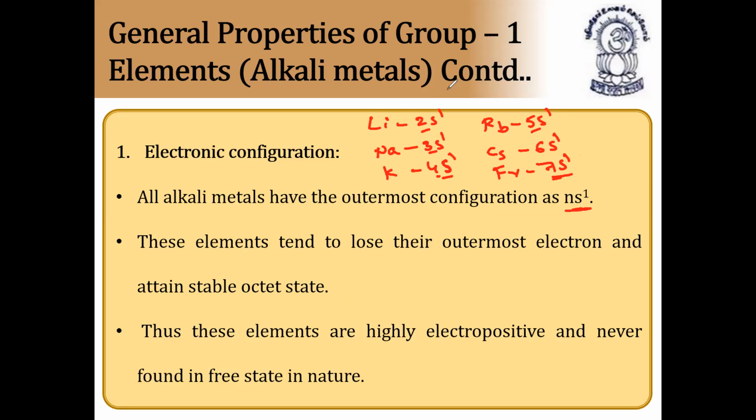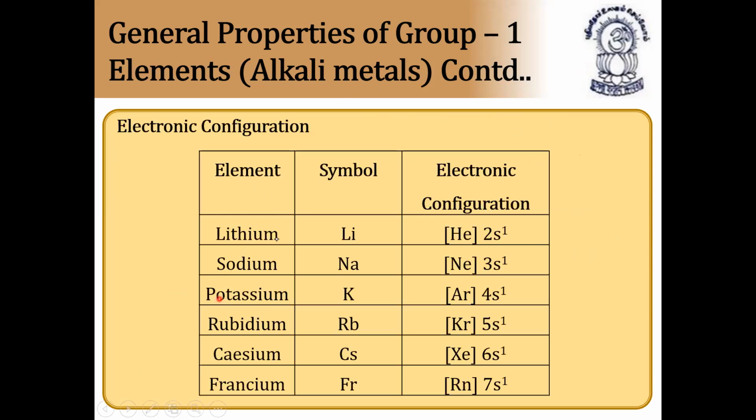These elements tend to lose their outermost electron by absorbing some ionization energy, and after losing their outermost electron, they can attain a stable octet. Next, continuation. The electronic configuration of lithium is helium 2s1, sodium is neon 3s1, potassium is argon 4s1, rubidium is krypton 5s1, cesium is xenon 6s1, and francium is radon 7s1. That's all. It's very simple.